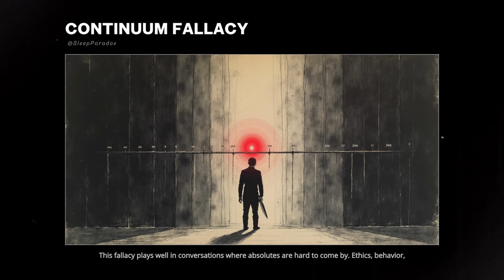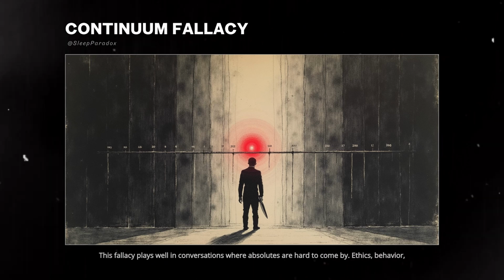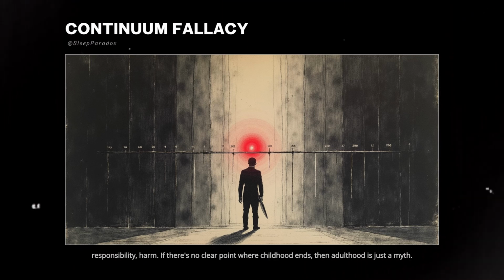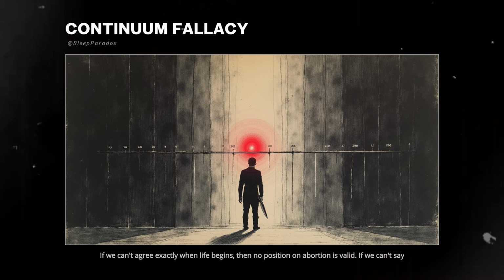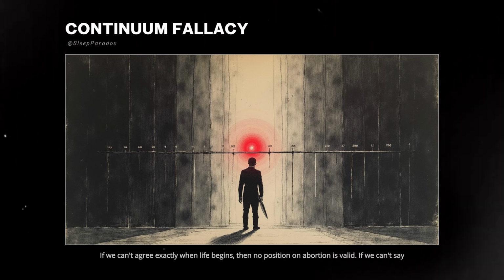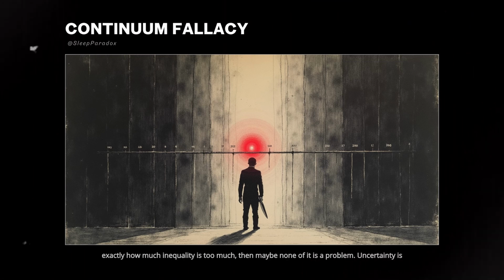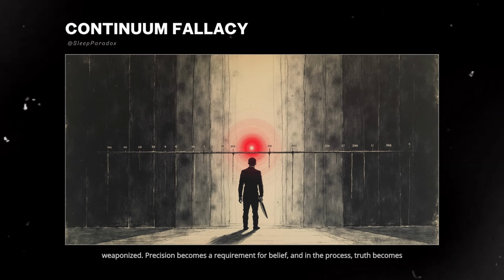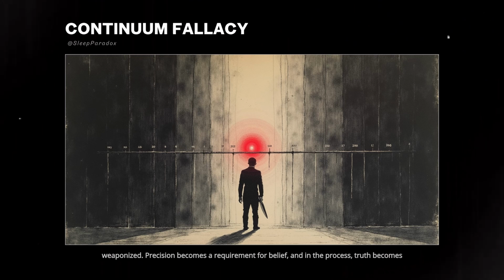This fallacy plays well in conversations where absolutes are hard to come by. Ethics, behavior, responsibility, harm. If there's no clear point where childhood ends, then adulthood is just a myth. If we can't agree exactly when life begins, then no position on abortion is valid. If we can't say exactly how much inequality is too much, then maybe none of it is a problem. Uncertainty is weaponized. Precision becomes a requirement for belief, and in the process, truth becomes hostage to ambiguity.